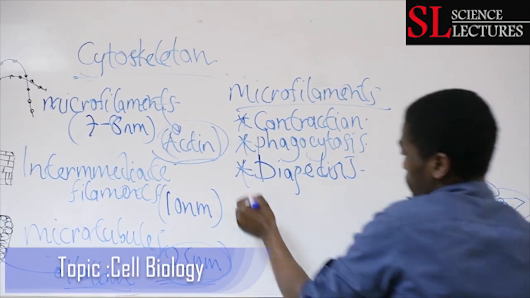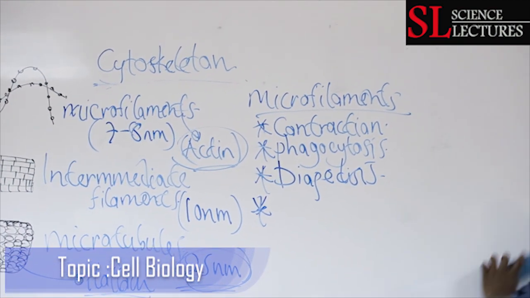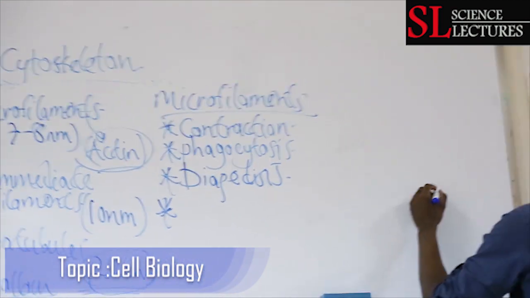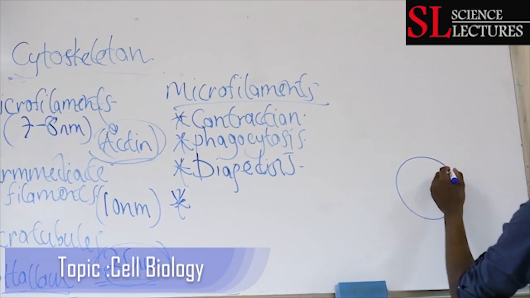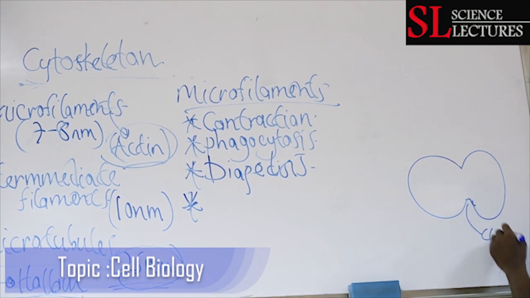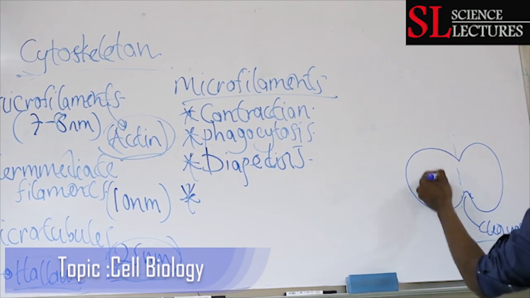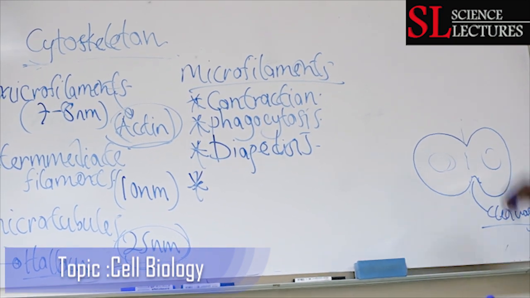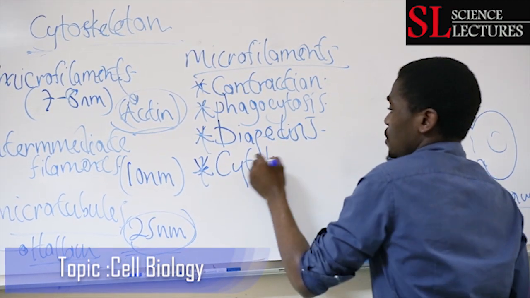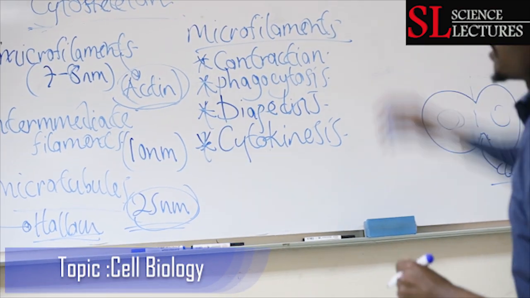So what else can we use the microfilaments for? Let's imagine we have a cell dividing, and we reach the final stage, telophase, where we form the cleavage furrow. The cell is going to divide, with a nucleus on that side and a nucleus on this side. This process is what we call cytokinesis, and it is also aided by the microfilaments.